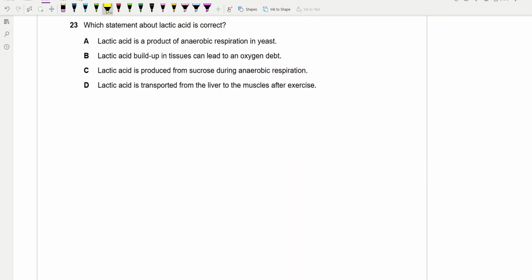Question number 23. Which statement about lactic acid is correct? Lactic acid is a product of anaerobic respiration in yeast. So this option is wrong. Lactic acid build up in tissues can lead to an oxygen debt. So this one's correct. Lactic acid is produced from sucrose during anaerobic respiration. This is also wrong. Lactic acid is transported from the liver to the muscles after exercise. This is also wrong. So the answer would be option B.